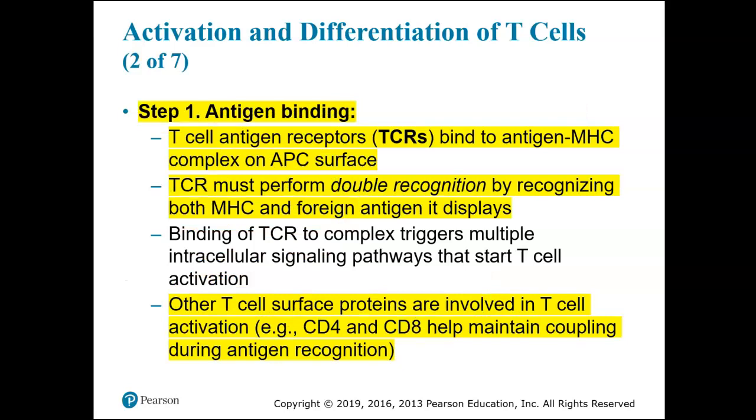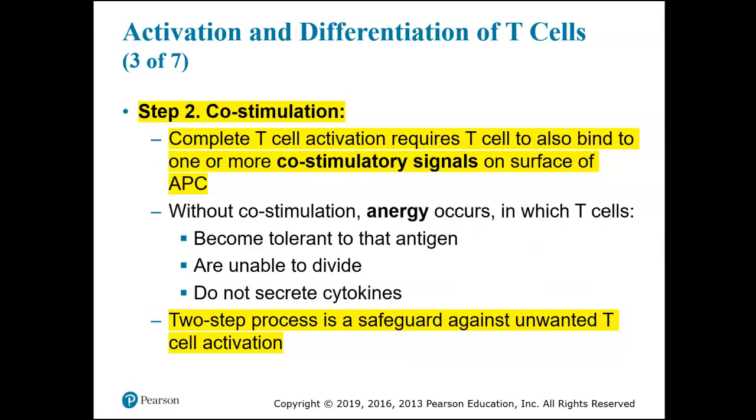All right, in antigen binding, the T cell antigen receptors, we call those TCRs, that would be a receptor on the surface of the T cell. These TCRs bind to the antigen MHC complex on the APC surface. So the T cell receptor must perform double recognition by recognizing both the MHC and the antigen. Other T cell surface proteins are involved in T cell activation. For example, CD4 and CD8 help maintain coupling during antigen recognition.